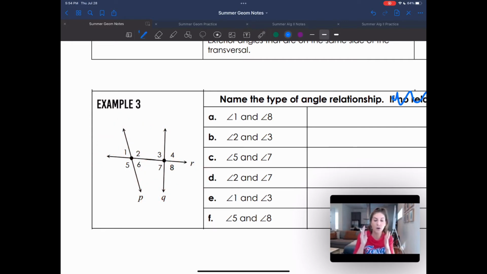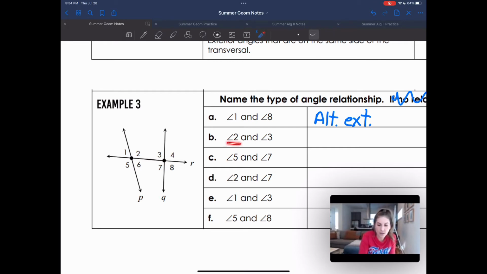So this is going to be alternate exterior angles. And I like to abbreviate because that's a lot of writing. So I'm going to put Alt-X, just like that. Okay. Next one. And if you want to try all of these and then play this back and see if you got them right, go for it.